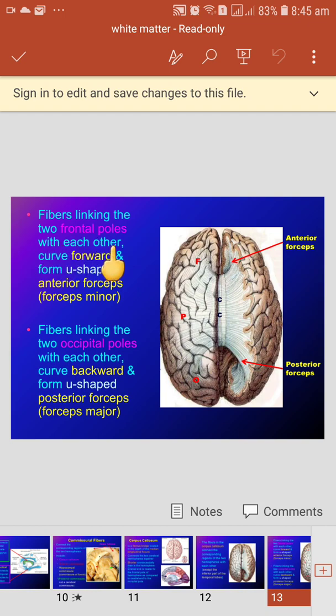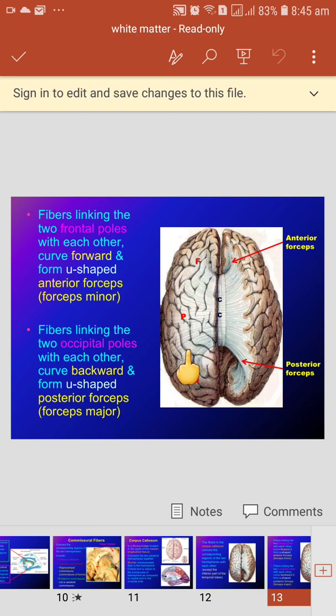Fibers linking the two frontal poles with each other curve forward and form a U-shaped anterior forceps, known as the forceps minor. You can appreciate in this diagram, this is the corpus callosum, and the fibers which are linking the two frontal poles will go forward and form a U shape, forming the forceps minor or anterior forceps.